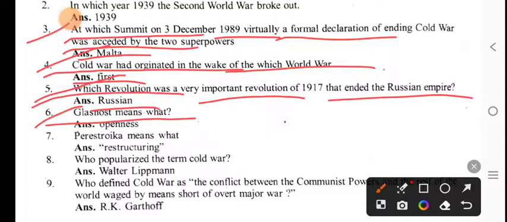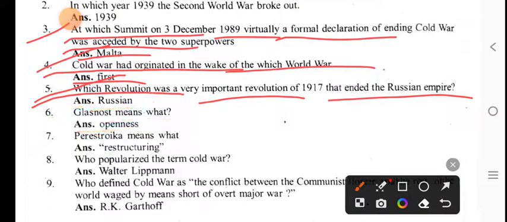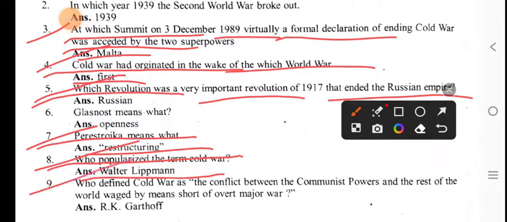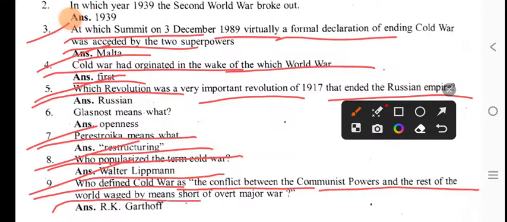Glasnost means openness. Perestroika means restructuring. Walter Lippmann popularized the term Cold War. R.K. Garthoff defined Cold War as the conflict between the communist powers and the rest of the world waged by means short of open major war.